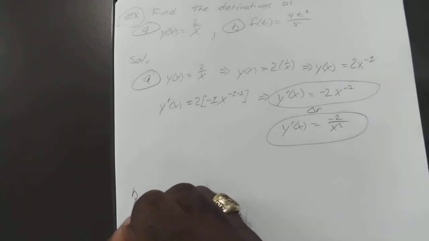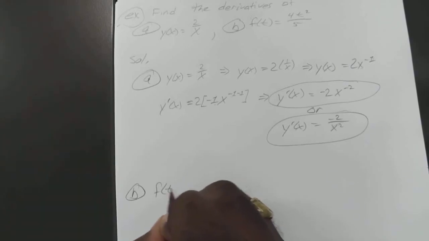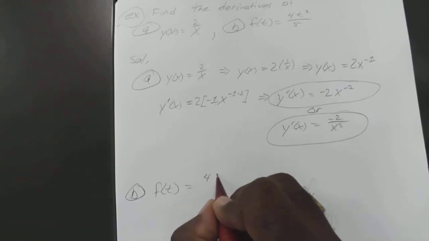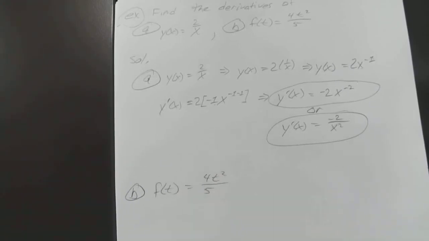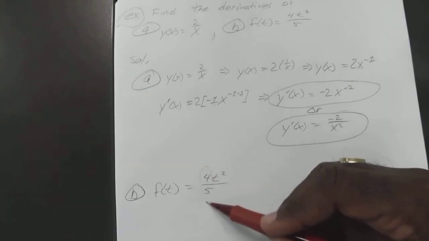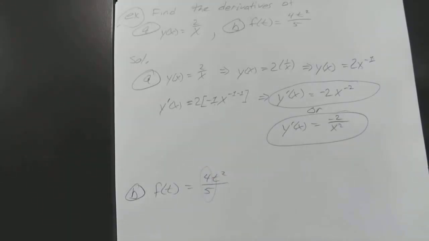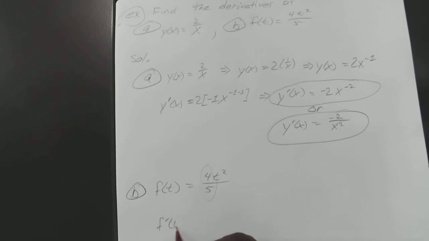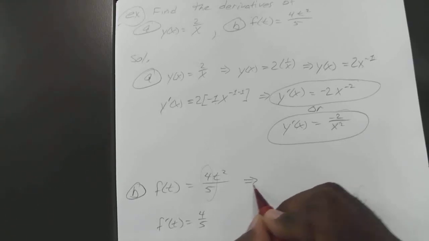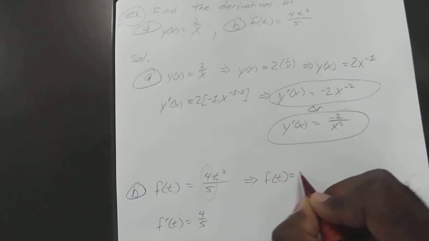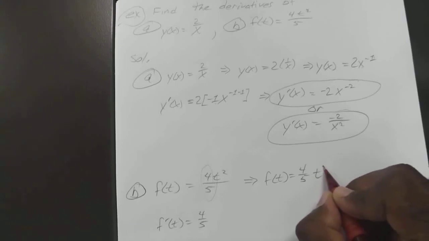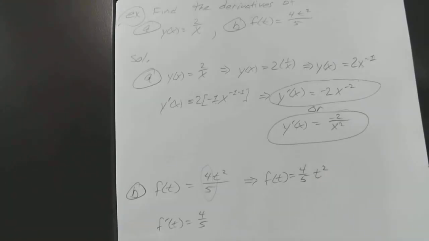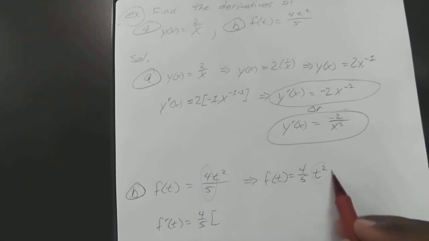Okay, so let's say for problem B, f of t equals 4t squared over 5. You can actually just bring that fraction right out to the front. So f prime of t is going to equal 4/5. Well, let me rewrite it first. f of t equals 4/5 times t squared. There we go. Okay. So f prime of t, just going to bring the 4/5 right out to the front and just find the derivative of the t squared.